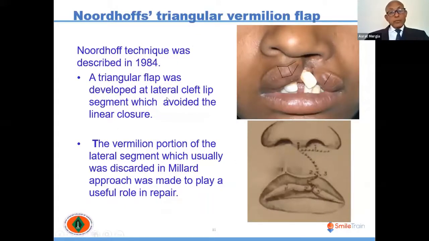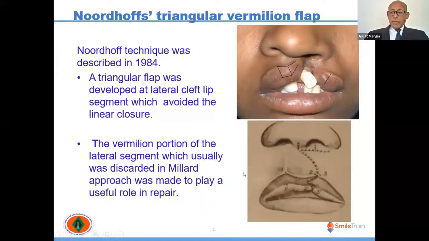So in 1984, Noordhoff came with the idea of bringing vermilion from the lateral aspect, inserting it to the deficient side. Early in my practice, in the late 80s and 90s, I was really fond of Noordhoff's triangular flap. It really solved many of my problems, and I was very pleased. I was one of the advocates for it.